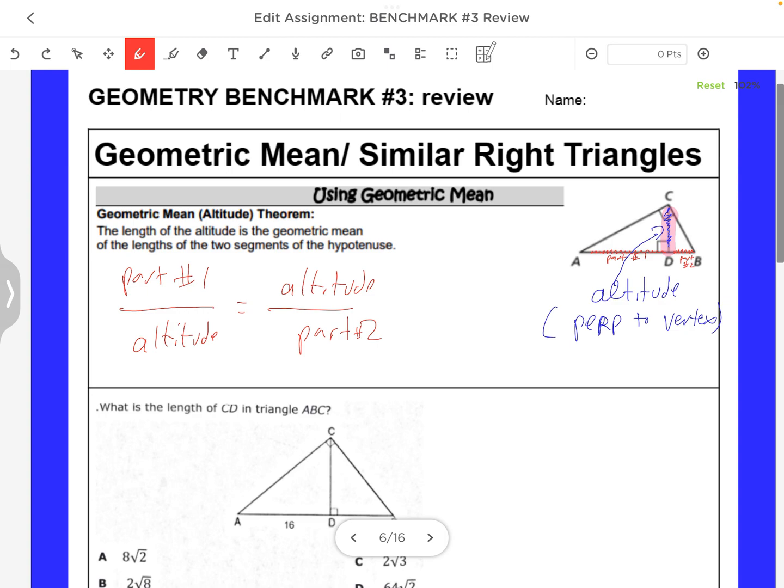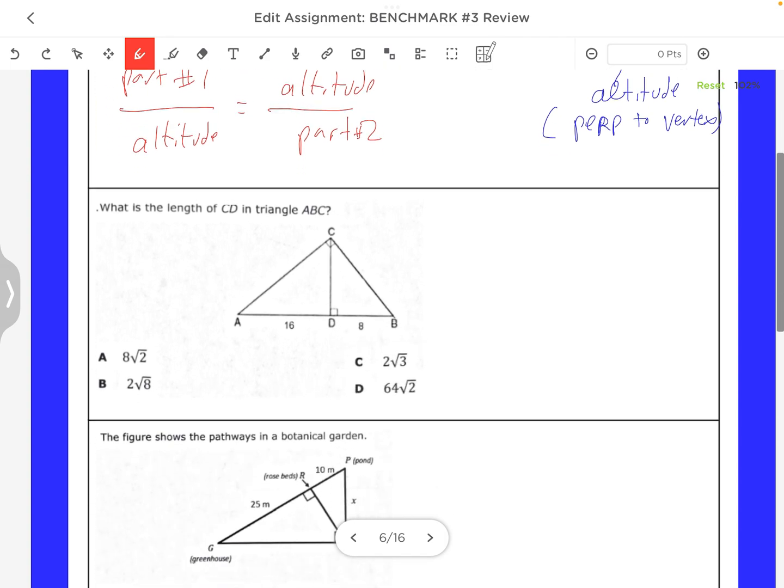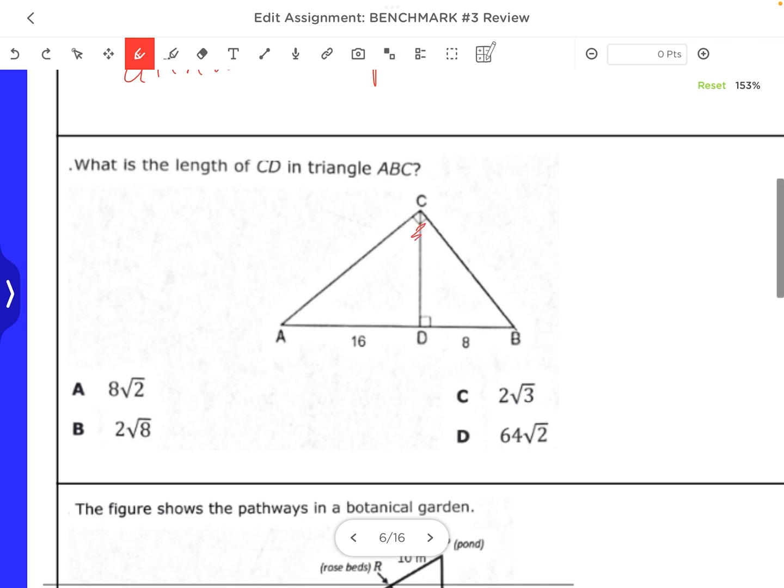Okay, so that's all we do. We're just going to set it up just like that. So let's take a look at this. What's the length of CD? Right, we're trying to find the length of that. Well, what do we know?